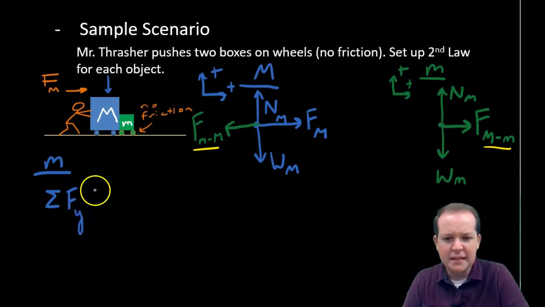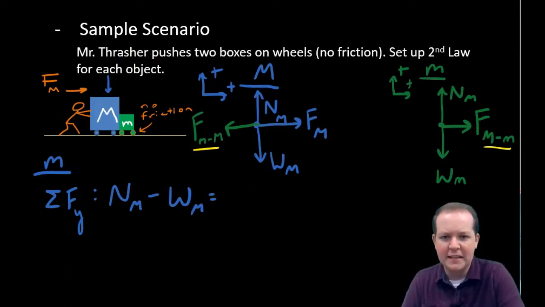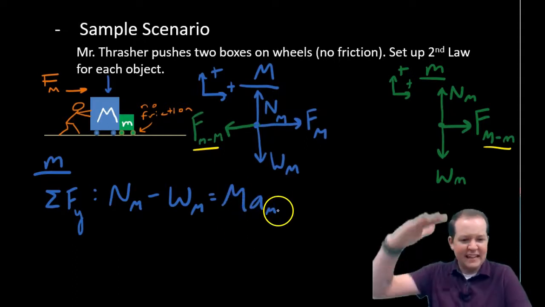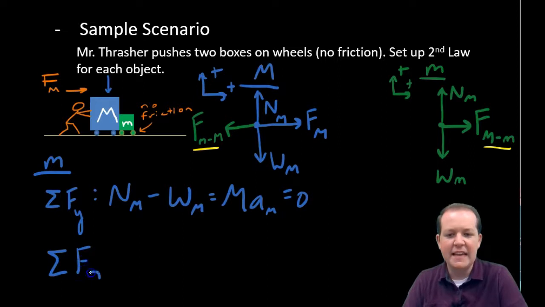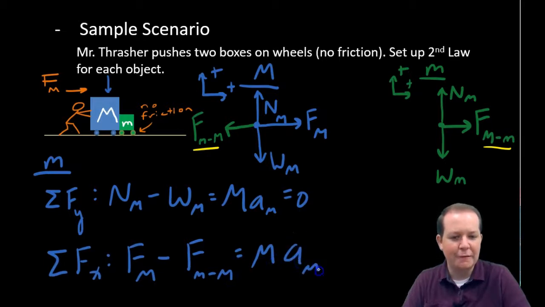Let's set up the sum of the forces in the y direction, because that's easy. I have the normal force on big M minus the weight of big M. That equals big M times a of big M, and it's not accelerating up or down, so I expect that to be 0. Let's try setting up the sum of the forces in the x direction. I have F of big M, that's my orange pushing force, minus this green F little m to big M. And that equals big M times the acceleration of that big mass.